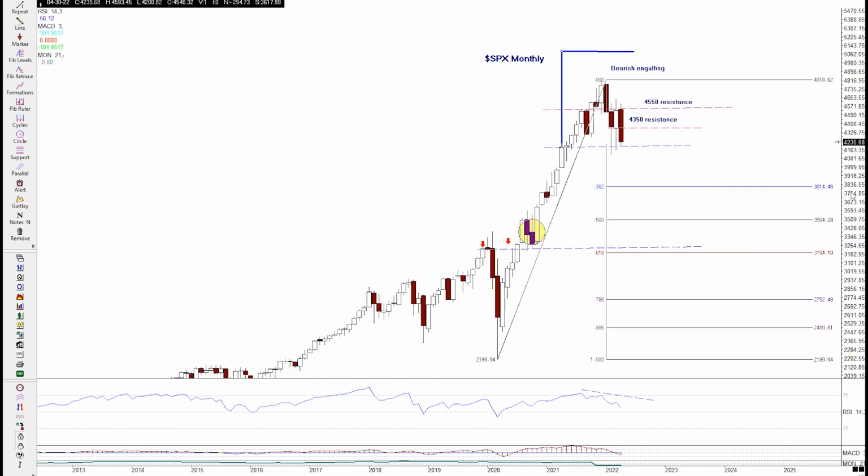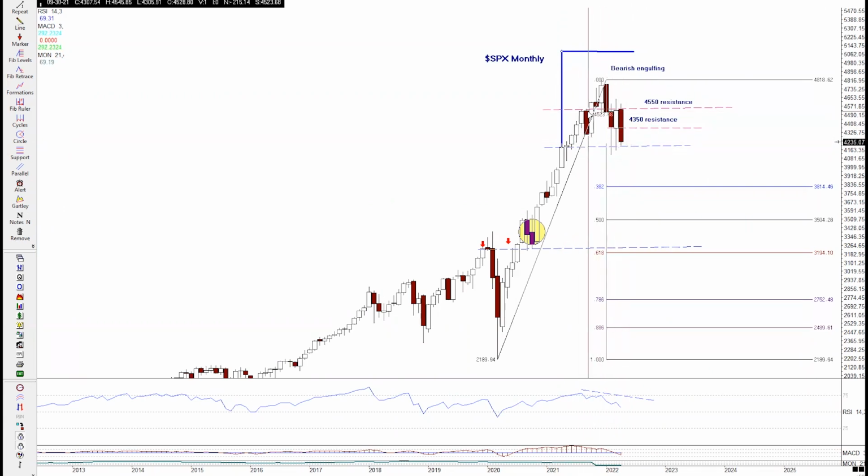So this is a SPX monthly chart. So we're going to take a little bit longer term look and then scale all the way down to a 60-minute chart today. So this little area here that I have marked off, I think this is a really important support area to be keeping an eye on.